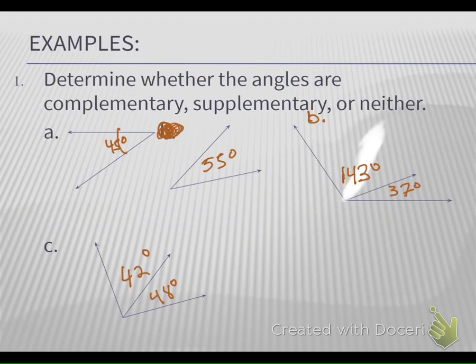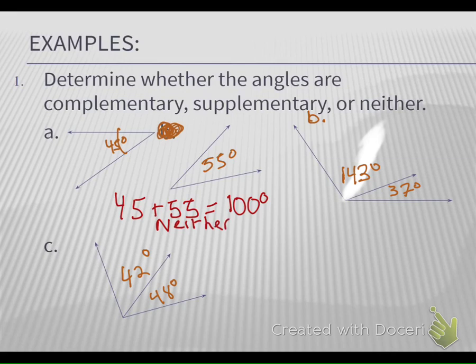So we want to determine whether these angles are complementary or supplementary or neither. So our first two angles, we want to add them together. You have 45 plus 55. When you add those together, what do you get? I heard somebody say it, what? Well, more than that. 100, yep. So 100 degrees. Is 100 degrees equal to 90 or 180? No, right? It's not 90 degrees. It's not 180 degrees. So it's not going to be complementary. It's not going to be supplementary. We're going to say it's going to be neither.